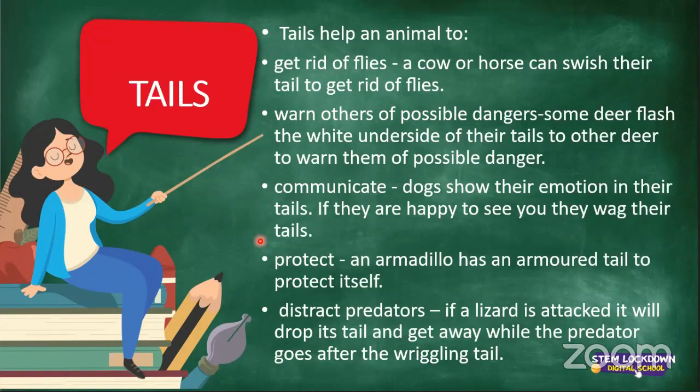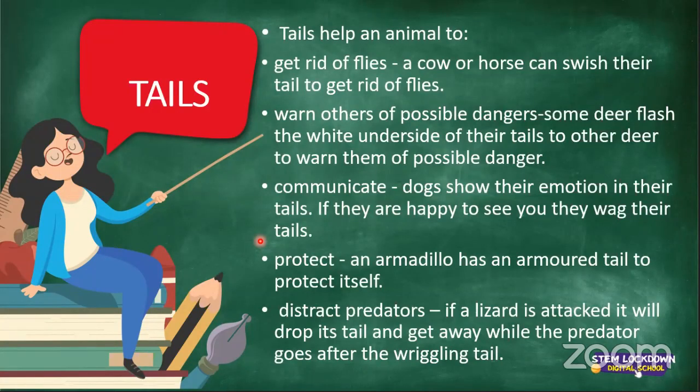Another function of the tail is to distract predators. Like you all know, you've seen a little lizard or a gecko somewhere outside, and if it gets a big fright or if it is attacked, it will drop a part of its tail, but the tail will keep on wriggling because the muscles are still moving, and that gives the little lizard time to get away, or the gecko, while the predator thinks that that tail is the actual thing that he is after.